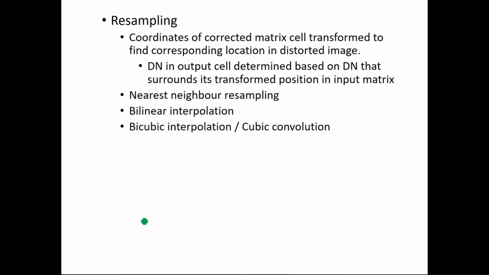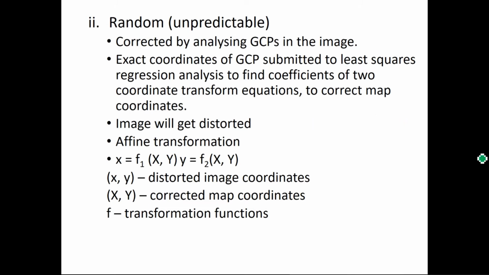Another correction method is resampling the image. Here the coordinates of the corrected matrix cell are transformed to find the corresponding location in the distorted image. Based on the GCPs, you actually corrected the image. You made a geometry correction on the image.